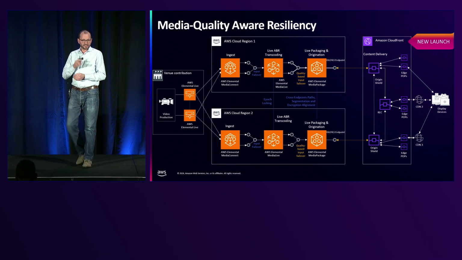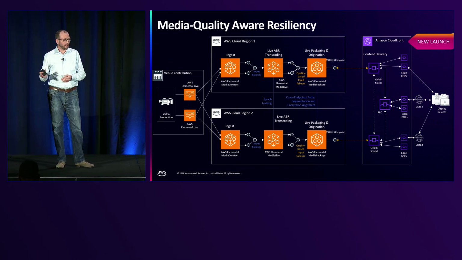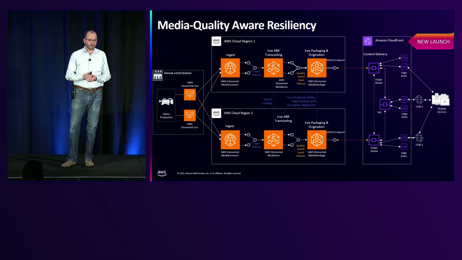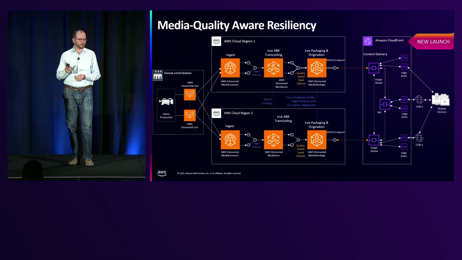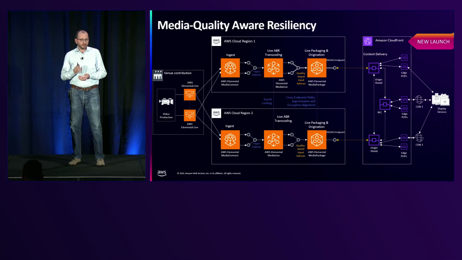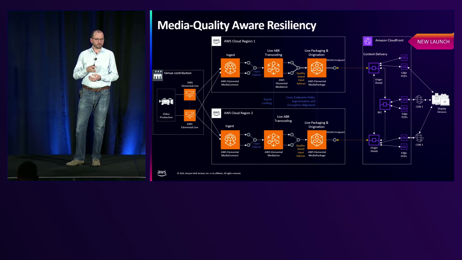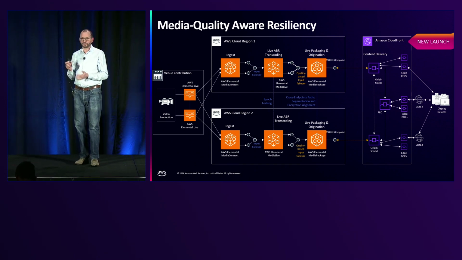Then at each stage in this video processing pipeline, from ingest through transcoding through packaging and origination, the quality as well as availability of those two input signals is compared. And automatically at each stage, then that quality is used to determine which of those input signals to use. The two streams across regions are then time synced so that if there is a failover from one to the other, your viewers will not notice a hiccup in that video stream.